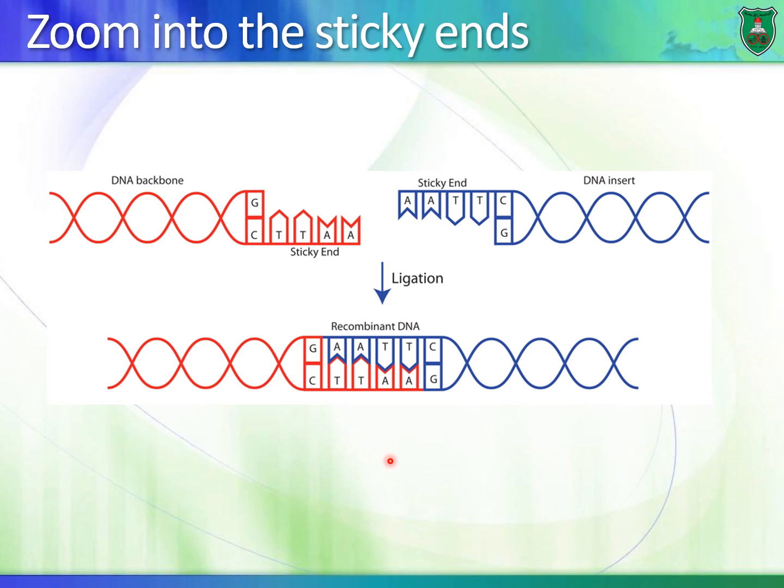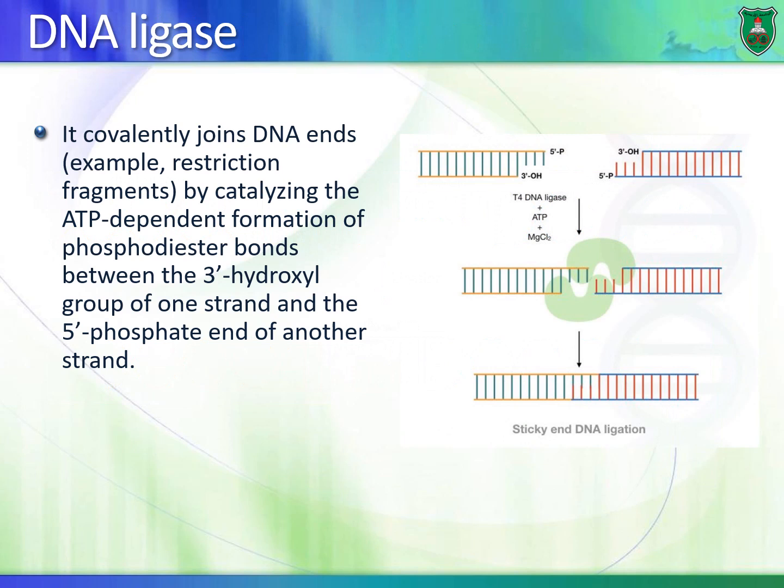Now we can form a phosphodiester bond between the G and the A by an enzyme known as DNA ligase. The action here is known as ligation. It's like gluing the two strands or the two fragments together. And the enzyme is known as a DNA ligase. So that's what a DNA ligase does.